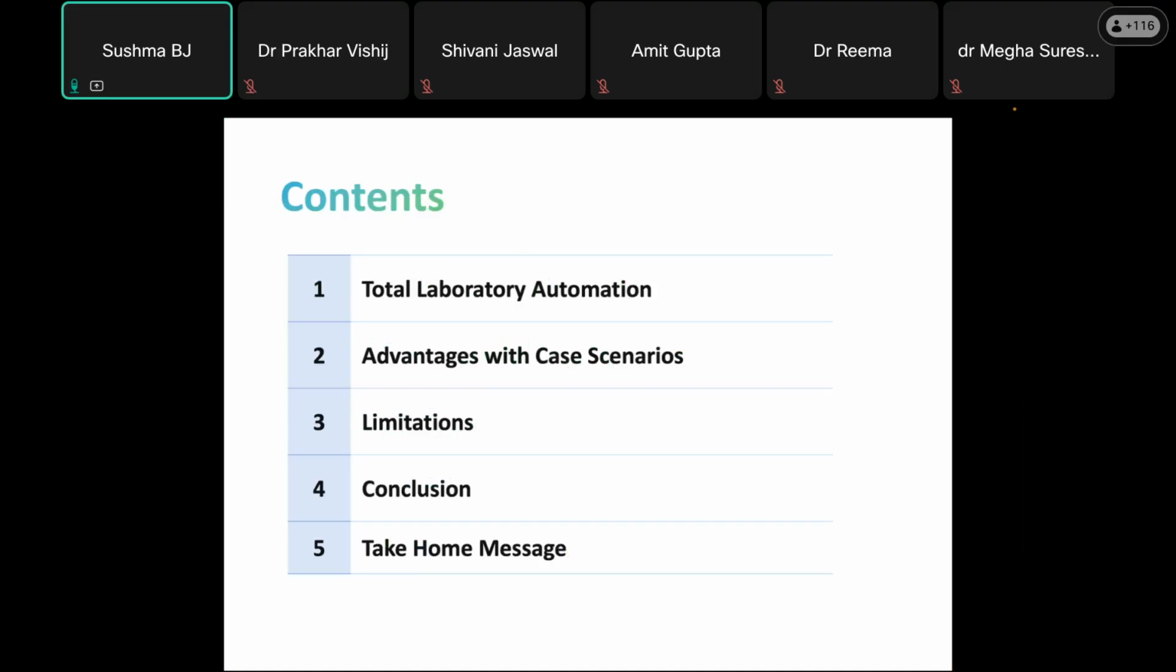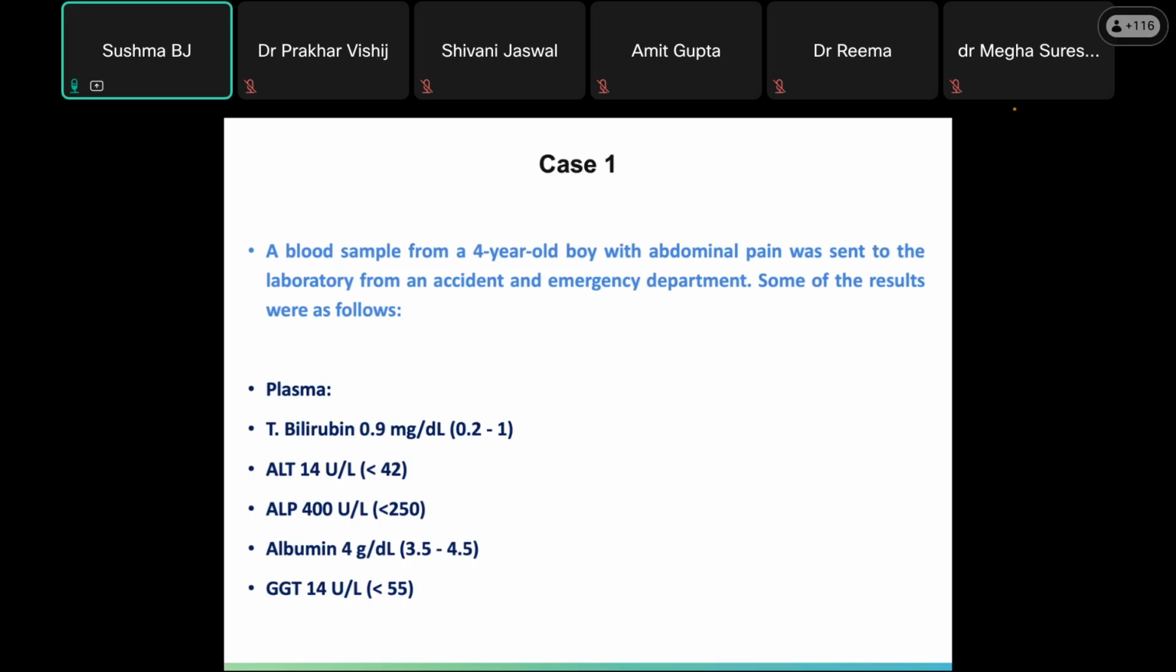Coming to case number 1, I'll be dealing with case scenarios rather than directly jumping into the topic. A blood sample from a 4-year-old boy with abdominal pain was sent to the laboratory from the accident and emergency department. Some of the results were as follows. Total bilirubin, ALT, ALP; we can see that ALP is 400 and the reference range is mentioned as less than 250. Albumin 4 grams per dL and GGT 14.